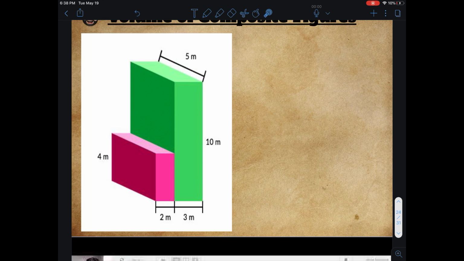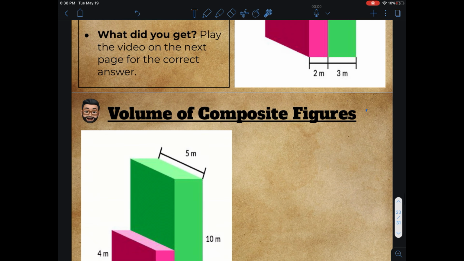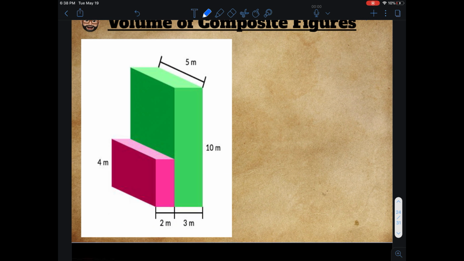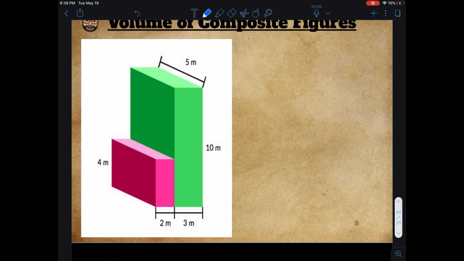Let me look at my directions. I told you guys to find the volume of the green rectangular prism first, so I'll do that and try to stay organized. I'm going to write green, just to keep all my work organized.